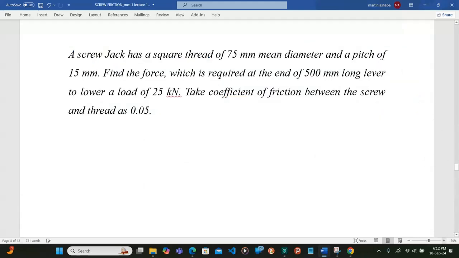Now, let us take an example on this same problem.